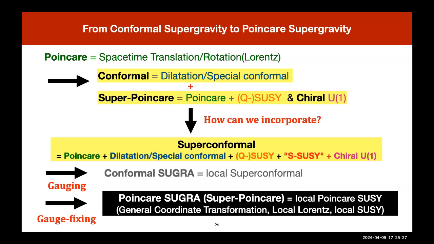But in superspace formalism, it's not possible to relate the different theories with different auxiliary fields. But in superconformal formalism, it's possible to relate the different auxiliary theories. So that's another advantage.